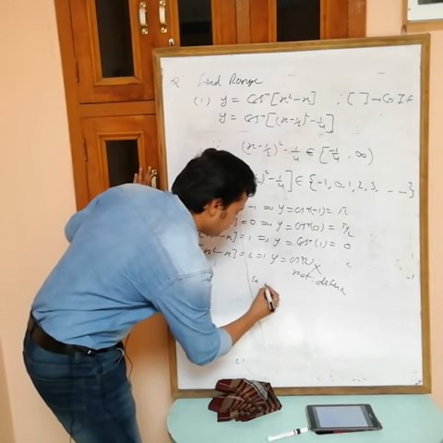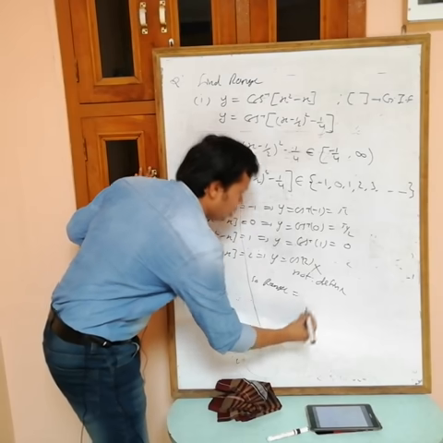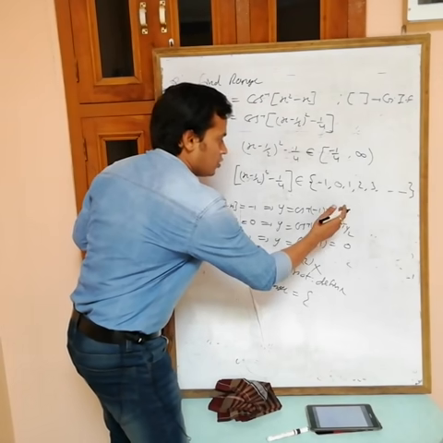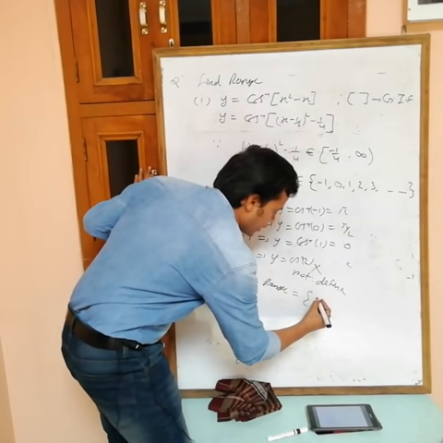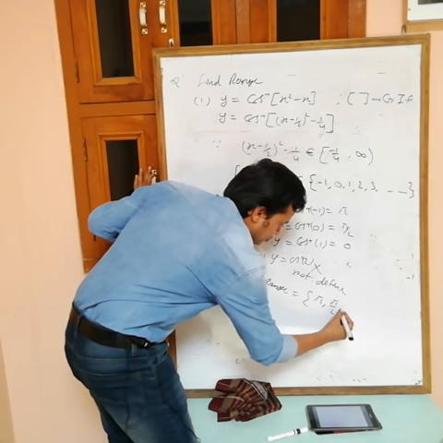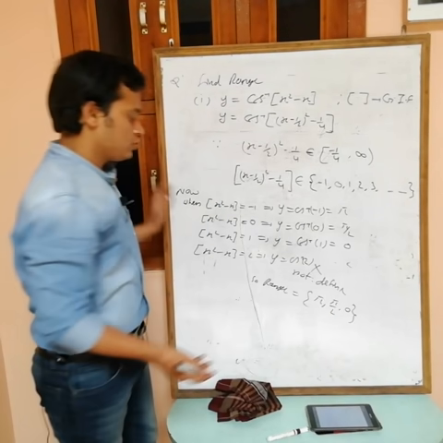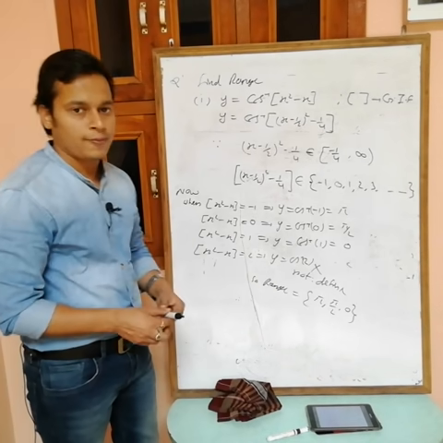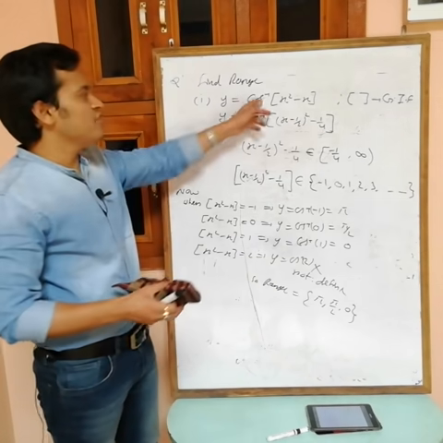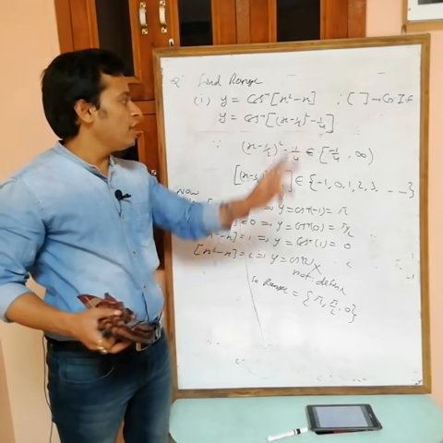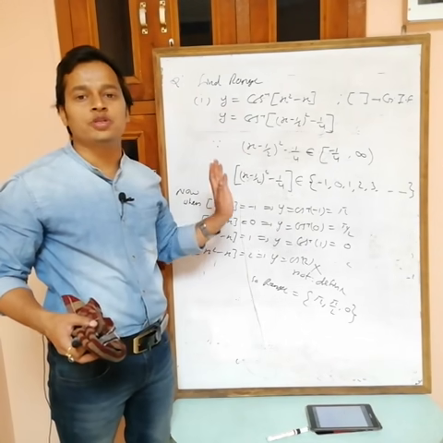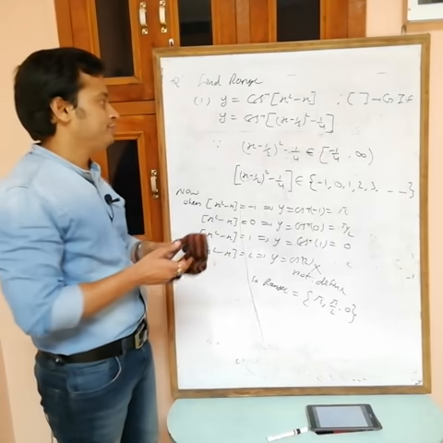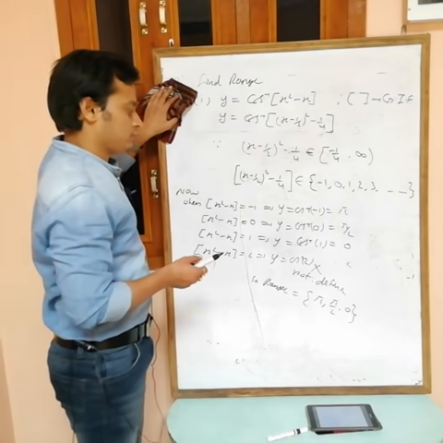So the range is pi, pi by 2, 0. Write in any order, doesn't matter. So this is the range, all possible values of y. It means in the range of this function we have only 3 elements. Either this is equal to pi or pi by 2 or 0. There is no other.